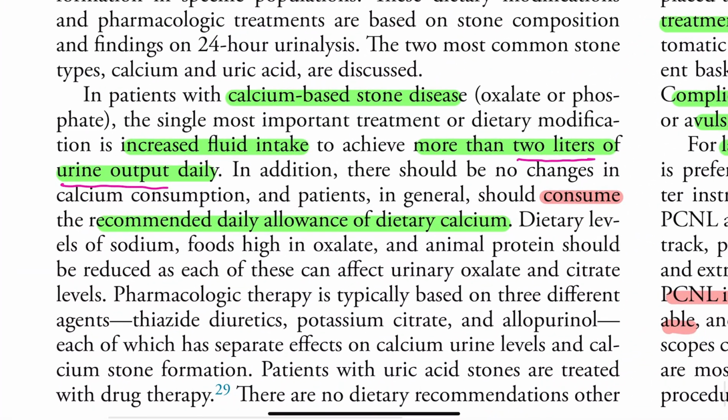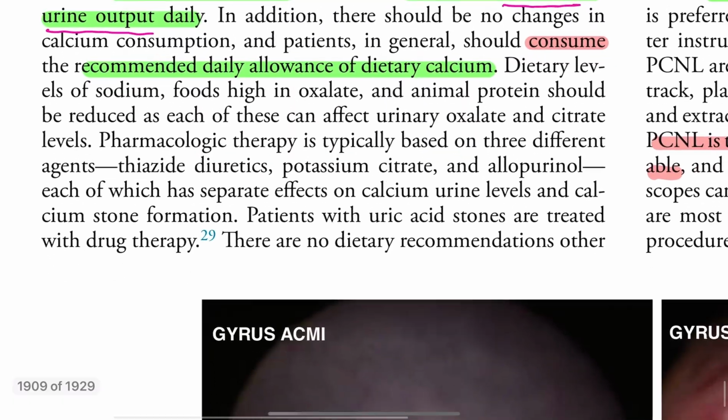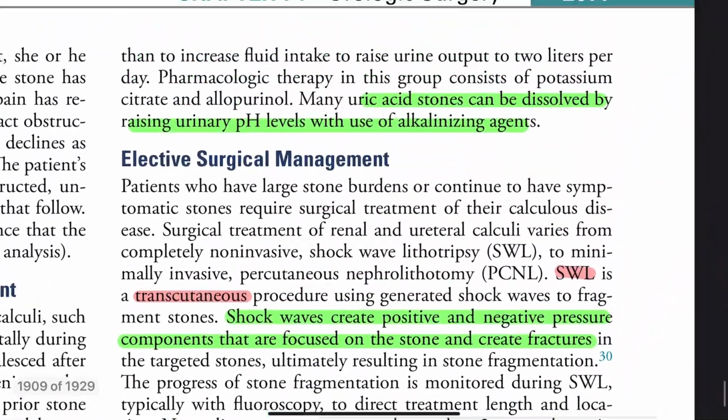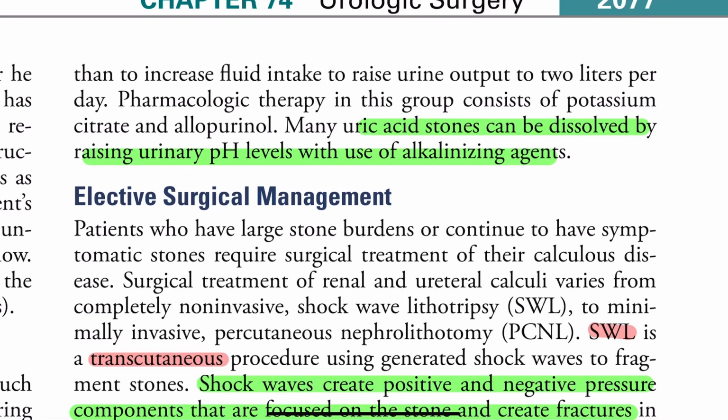In calcium-based stones, that is oxalate or phosphate, you should increase fluid intake. How much? Enough for more than 2 liters of urine output daily. There should be no change in calcium consumption; the patient should consume calcium as they normally do, the recommended daily allowance of dietary calcium. Dietary sodium, foods high in oxalate and animal protein should be avoided or reduced. Next, in uric acid stone, it is dissolved by raising the urinary pH with an alkalinating agent.